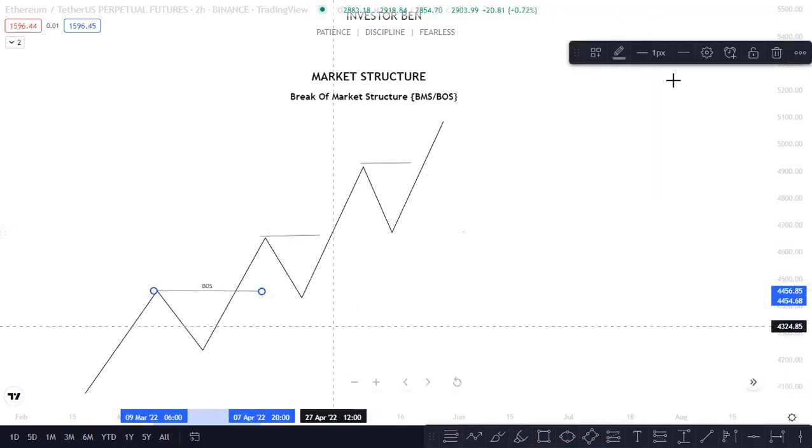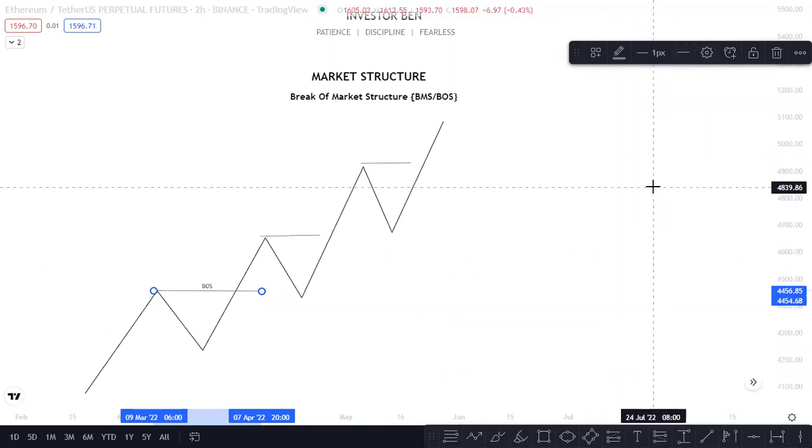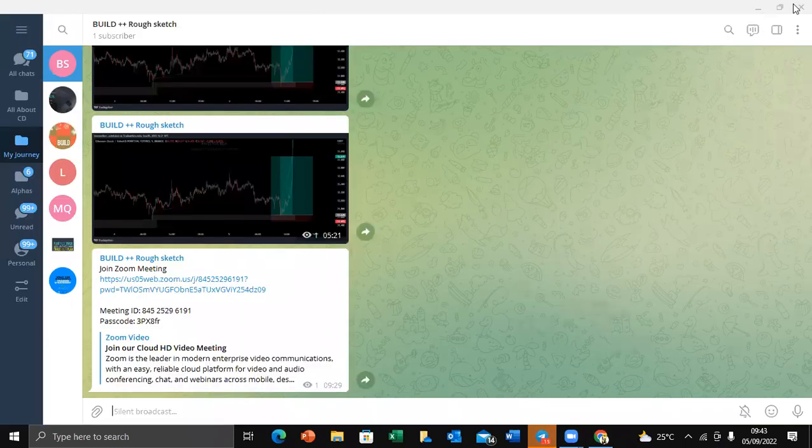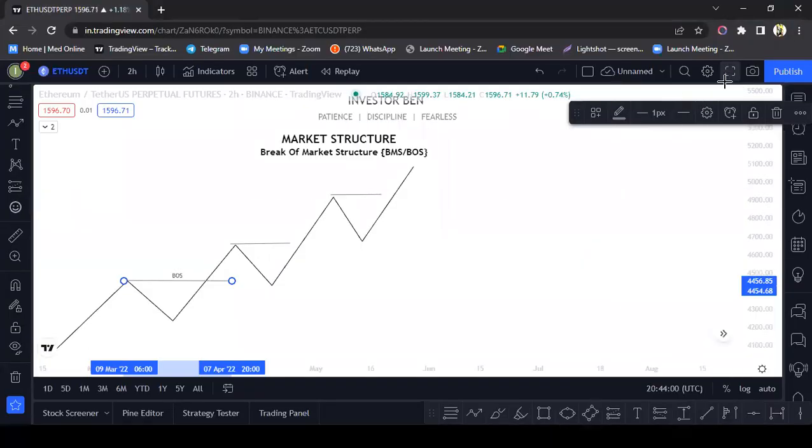how can I mute Telegram from interfering? Simply by cutting it off. Okay.